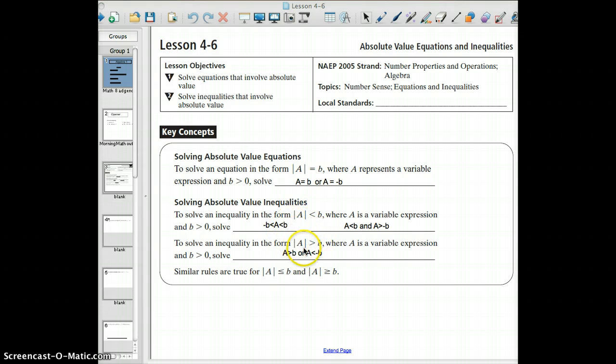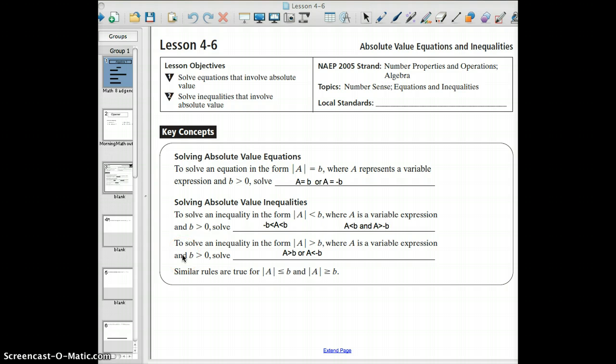When you're solving absolute values with greater than, you're going to have to break it down again into the positive and the negative, flipping the inequality sign, except now you have the or between them. A good way to remember this is less than, and, less than, great or, great or. So less than, great or. That's how you can remember the difference as to whether they're going to be joined by an and or an or.